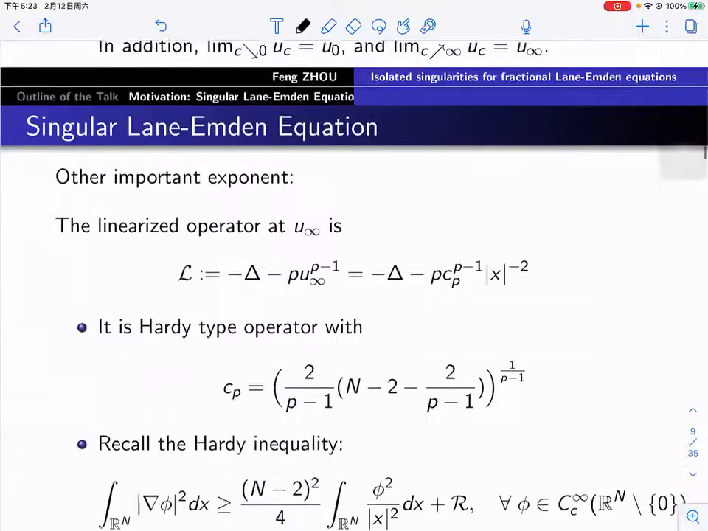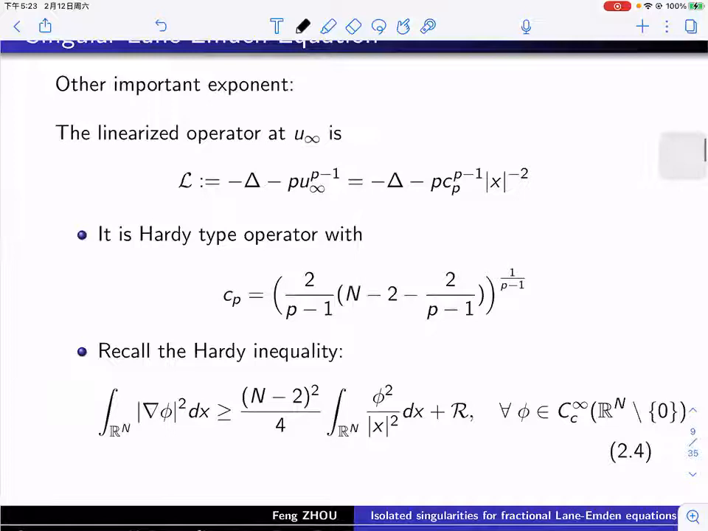For this one, the linearized operator at U infinity is an operator of Hardy type. And this is connected to our result.